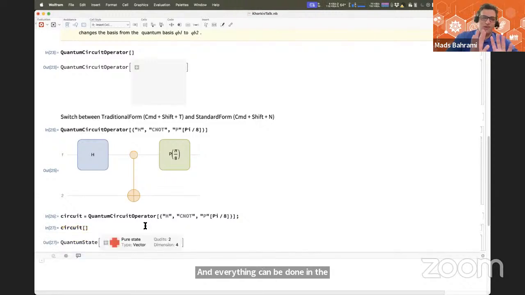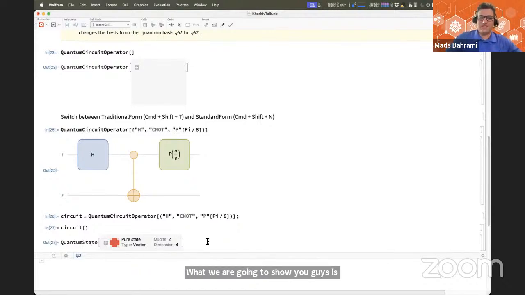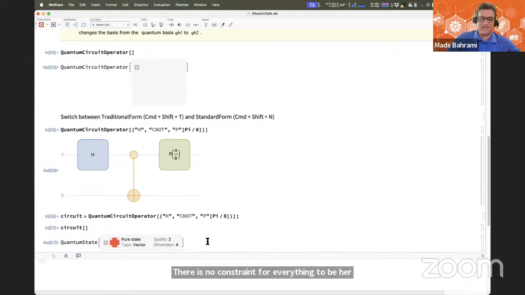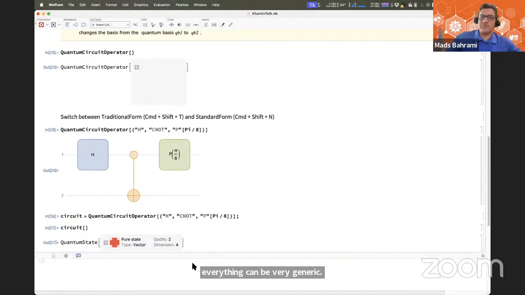What we are going to show you is a simple case of common quantum, but keep in mind there is no constraint for everything to be Hermitian or unitary. Even the density matrices don't need to satisfy positive semi-definiteness. So everything can be very generic, mostly because we are going to explain some unconventional ways of doing computation that are doable in Mathematica, and to support them we have this generic construct.